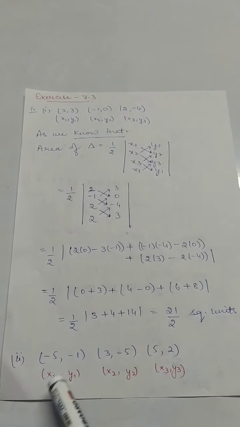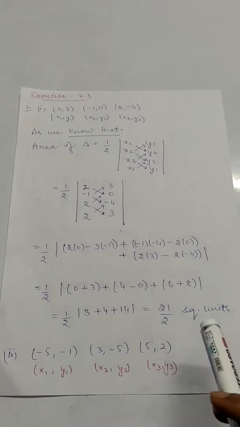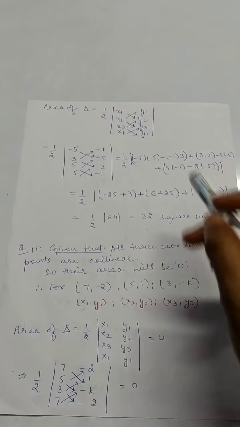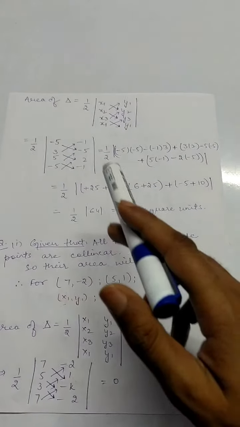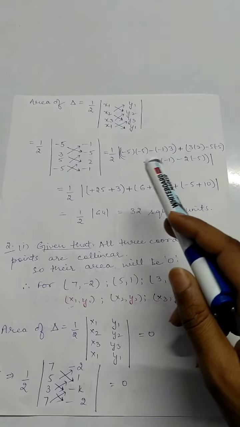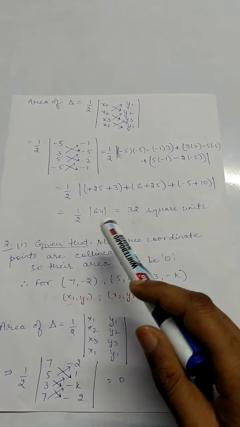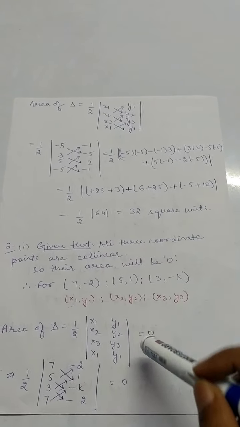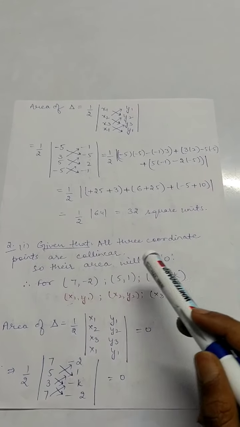So just mark the points earlier before starting the question so that you won't get confused in x1, x2, x3 and y1, y2, y3. Now simply write down the formula, the trick which we have used again and again. Just put the values, cross multiply it and put the minus sign in between. Taking the mod we get answer 64, that is 64/2, that is equal to 32 square units. Now the second question is, given that all the three coordinate points are collinear.